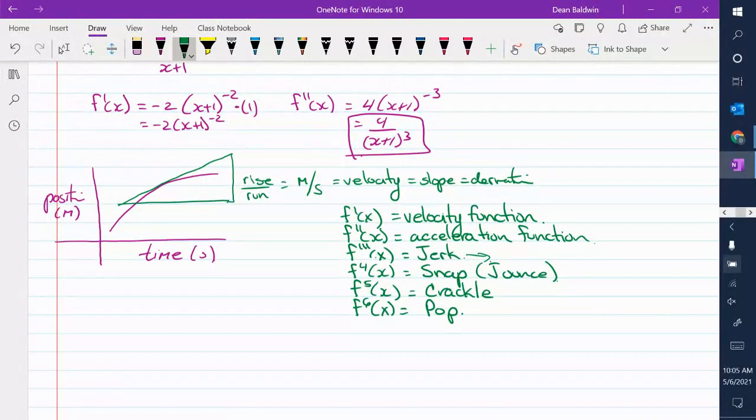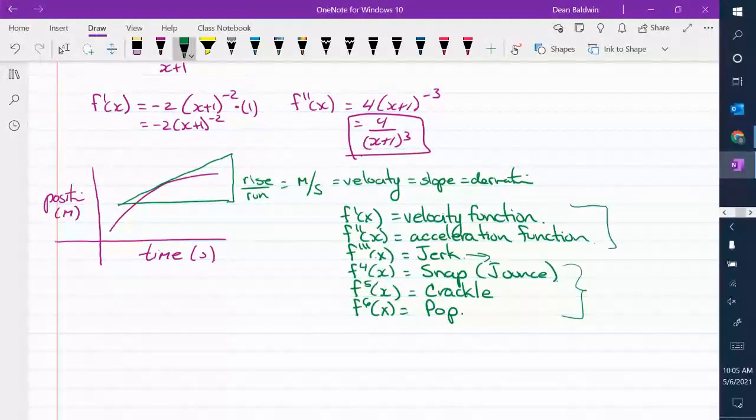These names, I mean, they don't really have names. They just made up stupid names because they're engineers, and that's what engineers do. But the only ones that we will really focus on are the first two, velocity and acceleration. Okay.